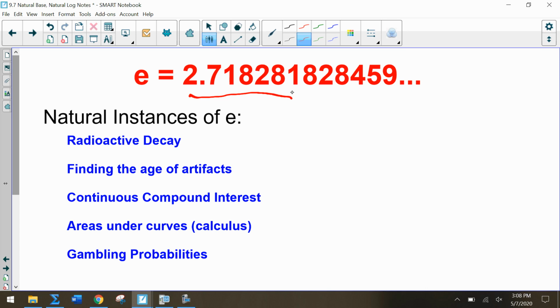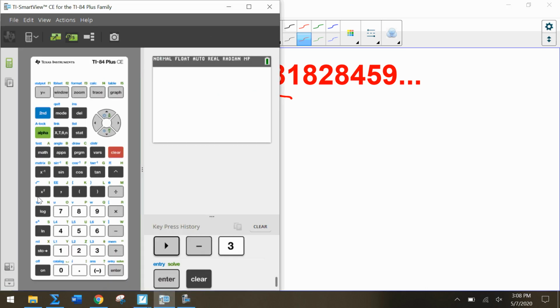The natural instances of E come up in radioactive decay. Every instant, radioactive material is decaying. Also in finding the age of artifacts, since something ages every minute, every moment. Continuous compound interest, like we just saw. Also in some calculus instances and gambling probabilities. A lot of people bet, and the gambling probabilities are continuous, so they're never stopping, even throughout a sporting event.